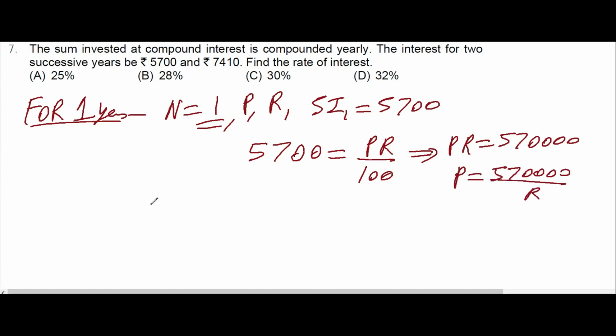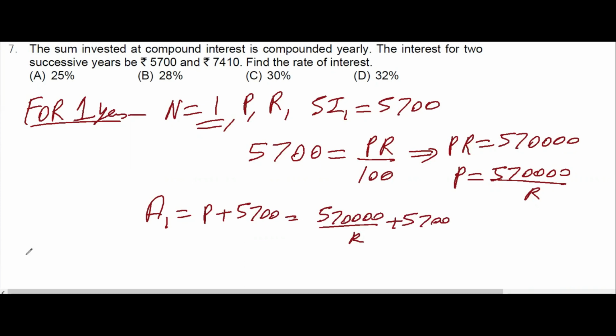Fine. Now what will be the amount after 1 year? Amount is principal plus simple interest. Principal is P, simple interest is 5700. This will be my amount A1. P is 570000 upon R plus 5700. This is my amount after 1 year.